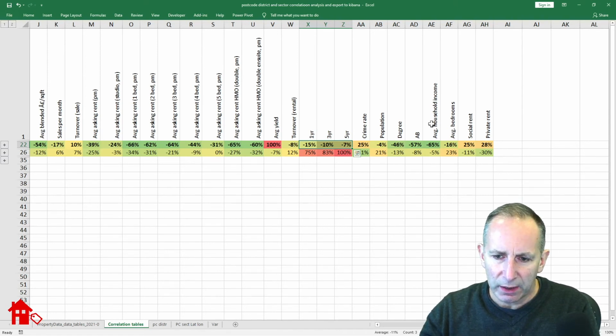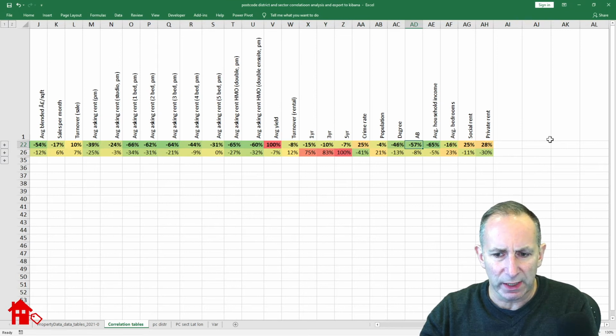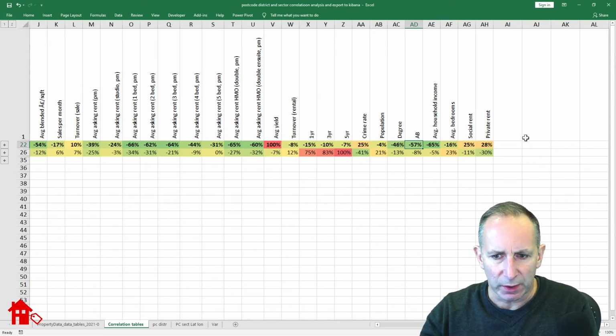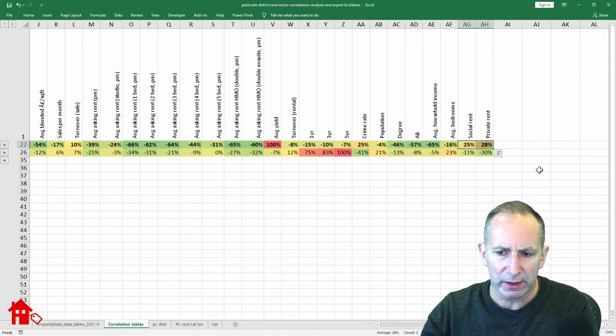And the other thing we see is that obviously higher grade AB, will that make sense? Lower yield? Yes, of course, because AB's higher price properties, they just don't yield so well for all the reasons we know. And then also we have higher yield, higher social rent, and higher private rent. That makes sense.